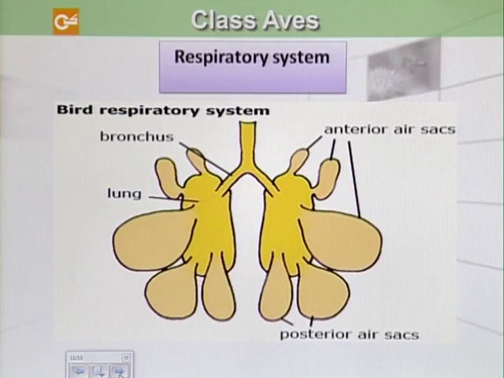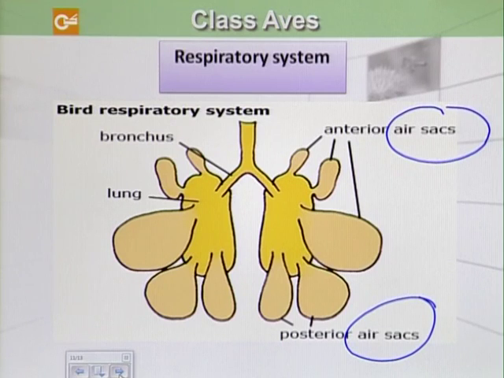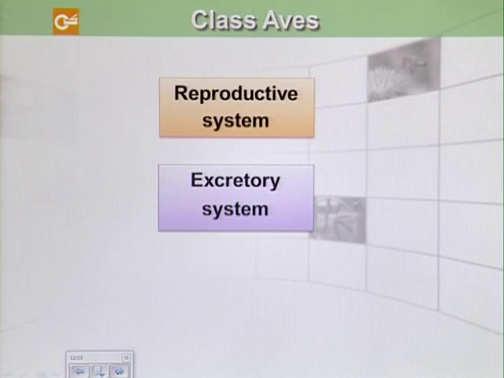per minute. And in addition, they have an efficient respiratory system, and when a bird inhales, the air goes past the lungs to a series of air sacs. These are anterior and posterior air sacs, from where the air travels to the lung and then to a set of interior air sacs before being exhaled. About their reproduction, they have separate sexes and their fertilization is internal, and in addition they have no bladder in the excretory system and their urine is semi-solid.